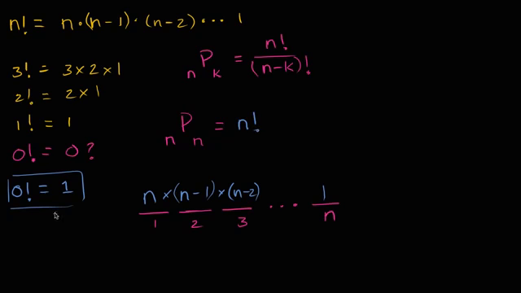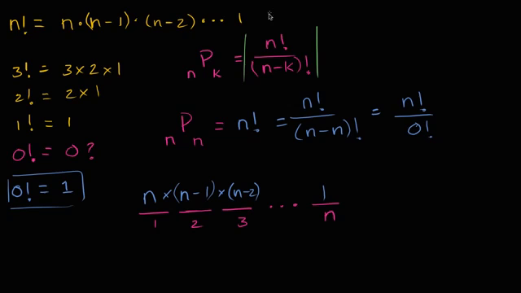This is equal to n factorial. But if we directly applied this formula, this would need to be n factorial over n minus n factorial. And then you might see why this is interesting, because this is going to be n factorial over 0 factorial. So in order for this formula to apply even in the case where k is equal to n, and for that to be consistent with just plain old logic, 0 factorial needs to be equal to 1.